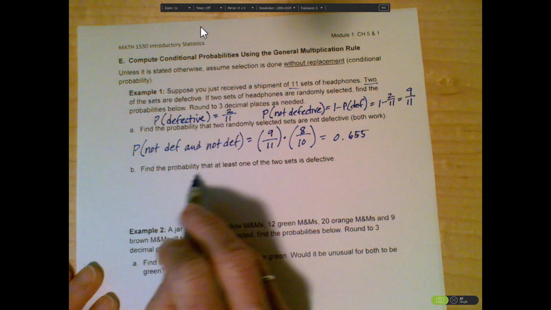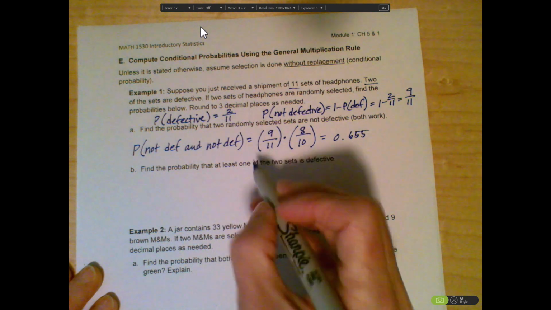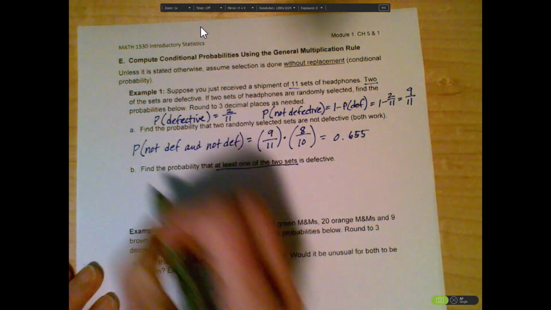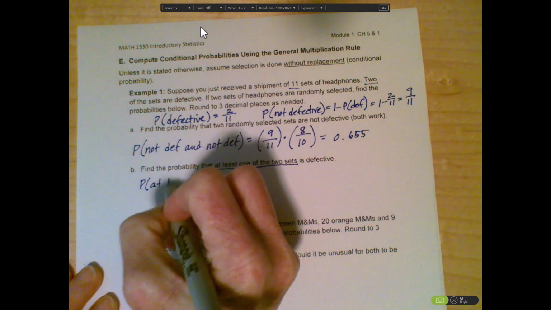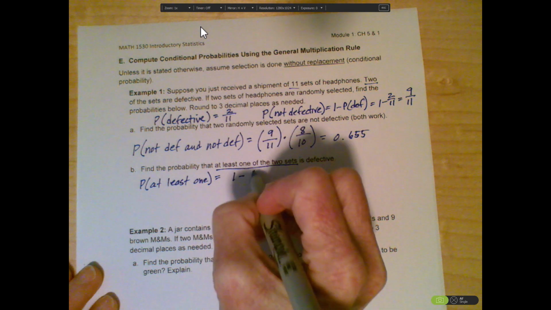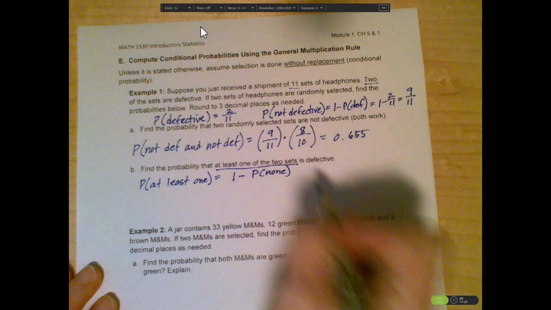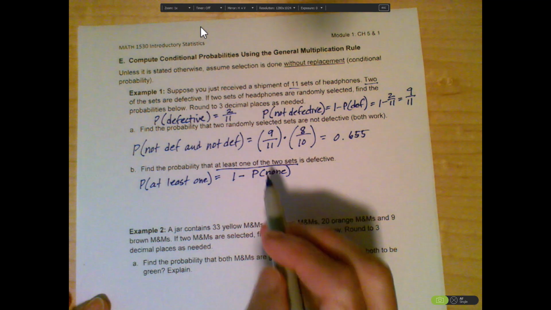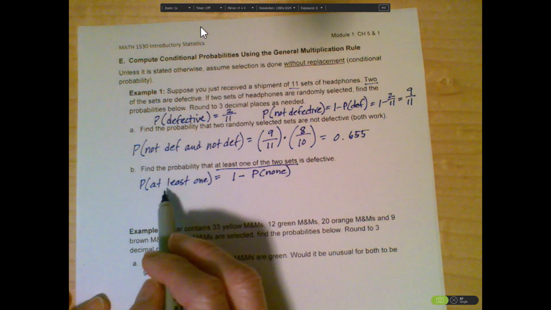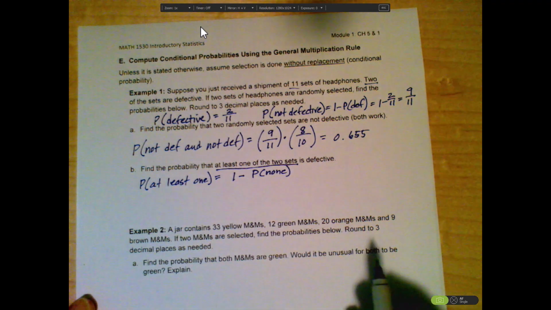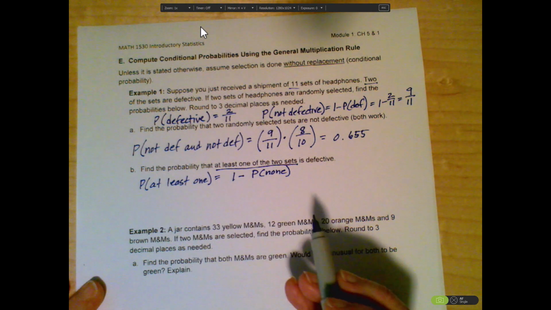Okay. Find the probability that at least one of the two sets is defective. Recall, the probability of at least 1 is equal to 1 minus the probability of none. Because at least 1 would be 1 or 2 or 3, everything but 0. So we can use complements. This is the probability of 0. This is the probability of 1, 2, 3, 4, all the way up to 11. So we'll use complements. That's the easiest way to get this.